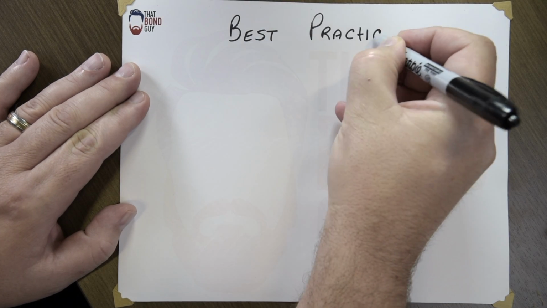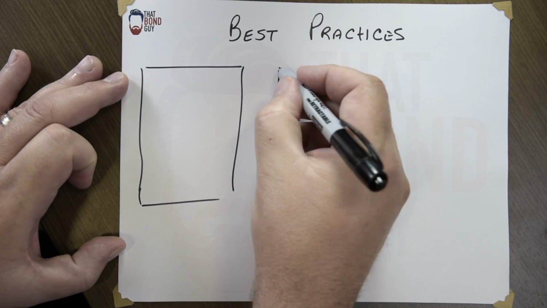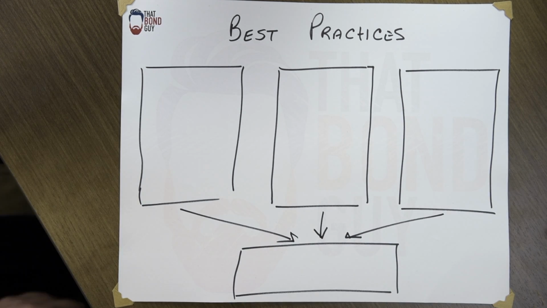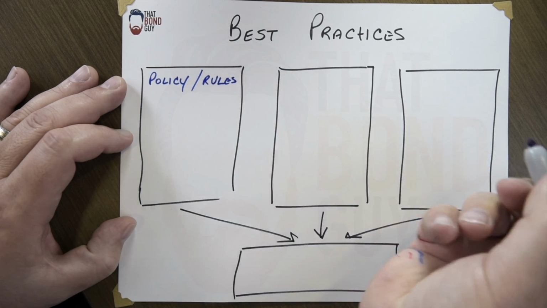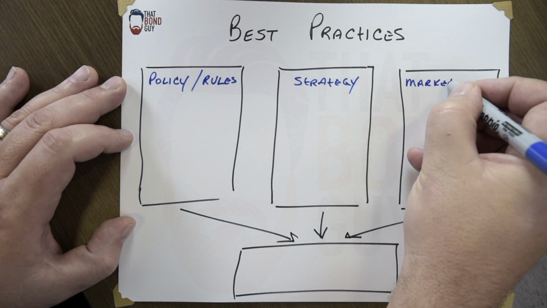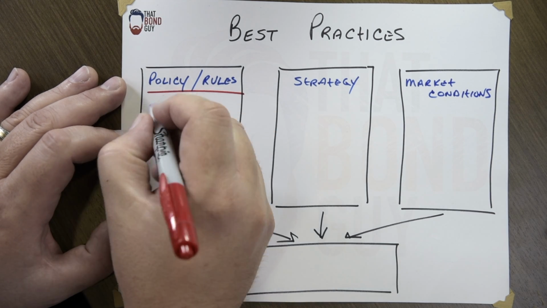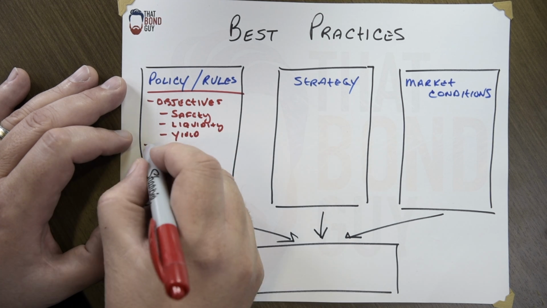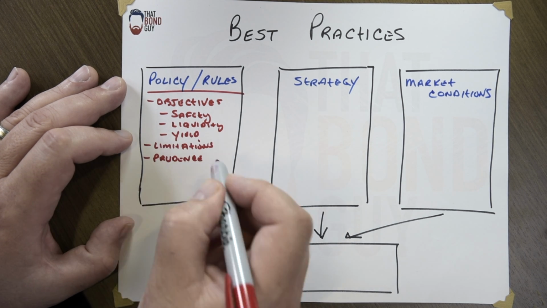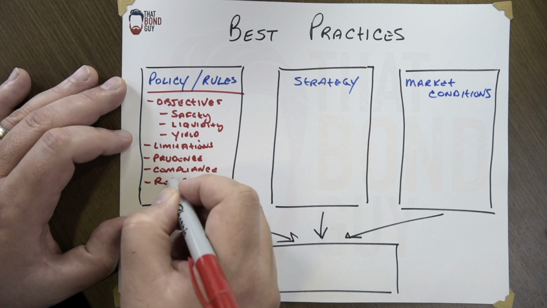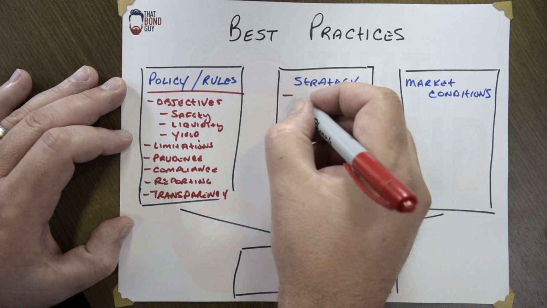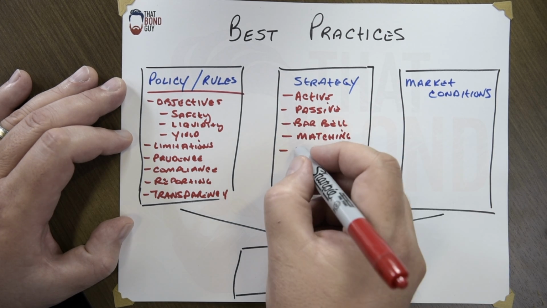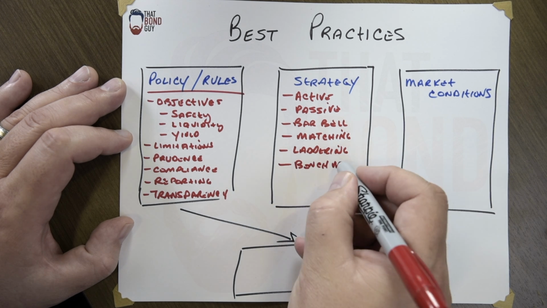It's so important to consider best practices when we're thinking about managing fixed income institutional investments. And we have to start with our policy or rules, look at our strategy, and then also consider market conditions. When we're thinking about policy and rules, we've got to start with the objectives, whether they might be safety, liquidity, yield, or whatever they are. Limitations, prudence, compliance, reporting, transparency. And then the strategy, is it active or passive, barbell, matching, ladder, benchmark?